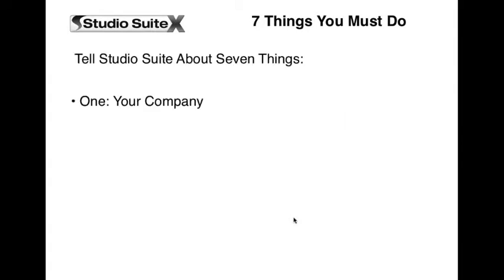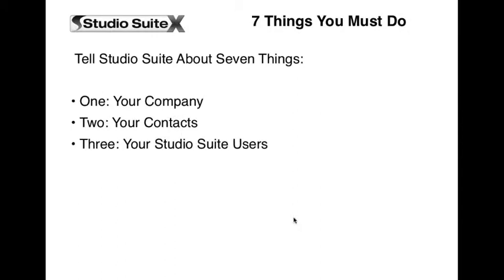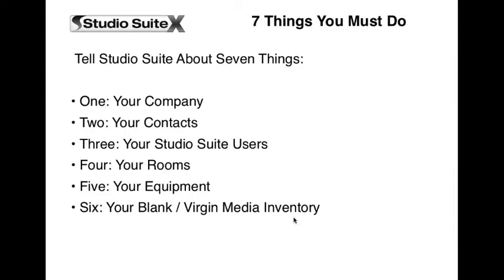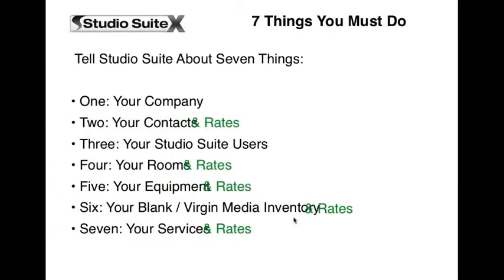That sounds awfully official. We're going to tell Studio Suite about 7 things. Your company, your contacts, your Studio Suite users, your rooms, your equipment, your blank virgin inventory, and your services. And the secret is there's actually 8 things that falls across all of these, and that is your rates. We need to set up all of the rates for all of the things that you've got in your facility.